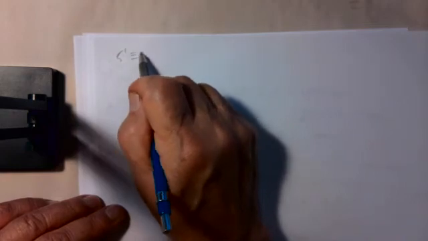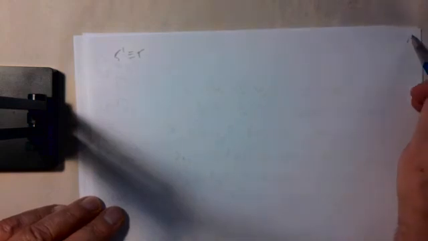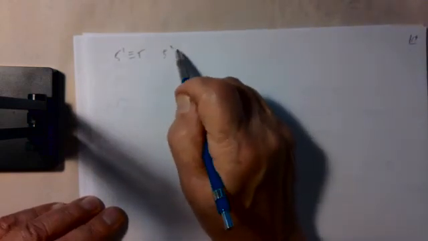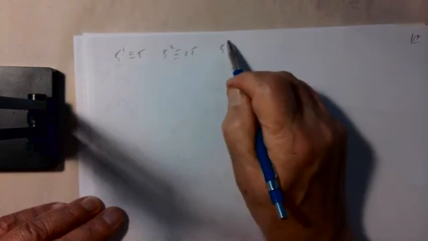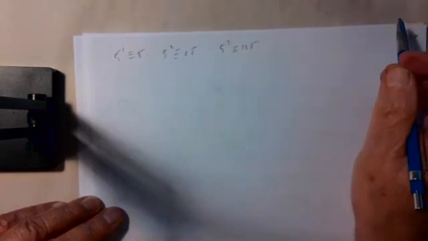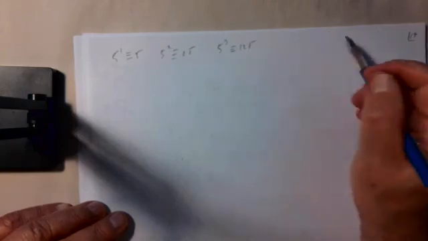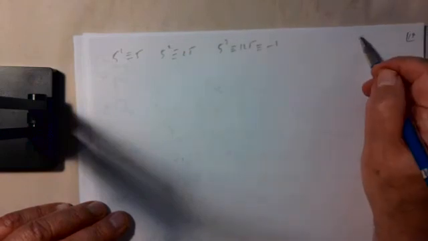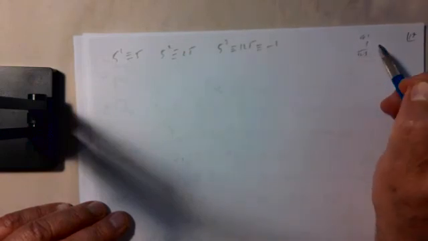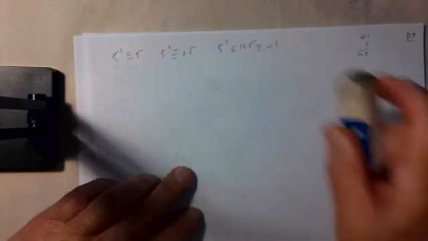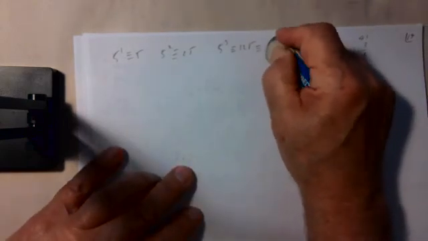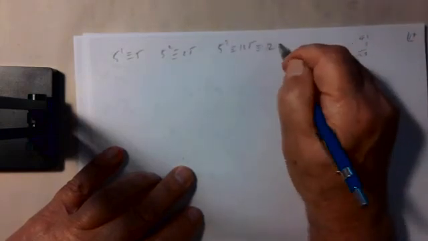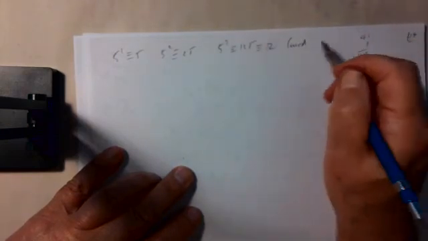So what are the powers of 5 mod 41? 5 to the first power is 5. 5 squared is 25. 5 cubed is 125. 125 mod 41. Let's see. 41 times 3 is 123. So this is congruent to 2 mod 41.